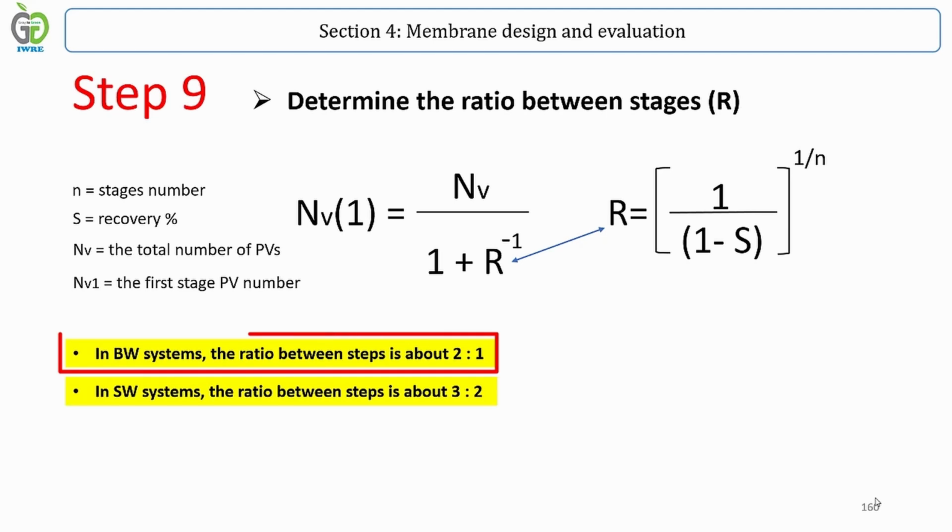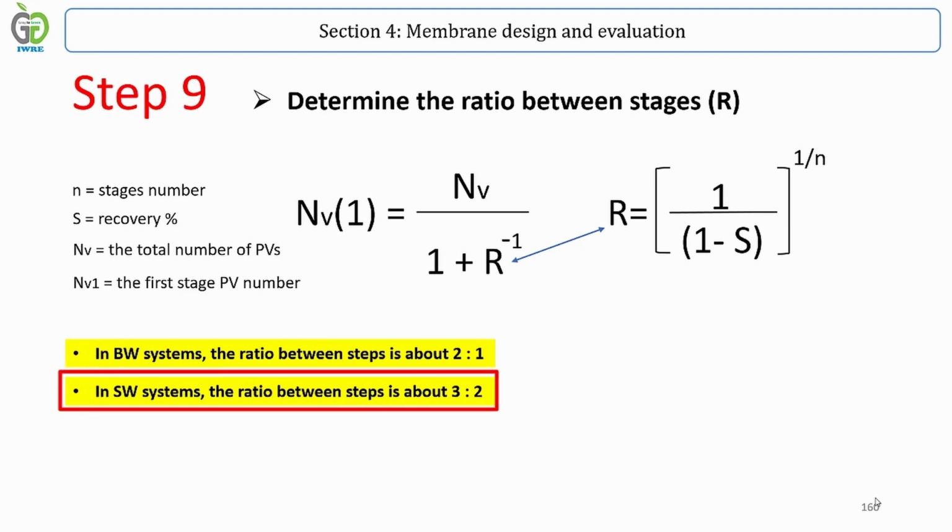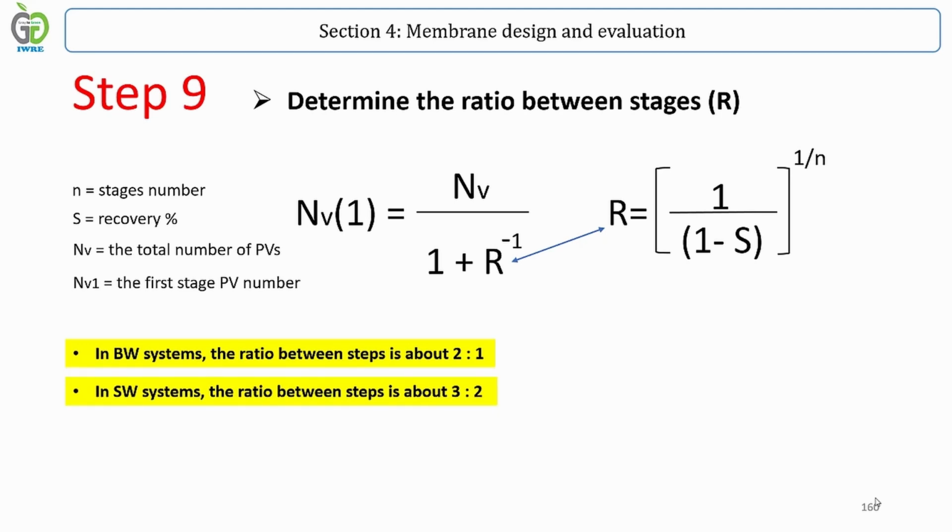In brackish water systems, the staging ratio between two subsequent stages is usually close to 2:1 for 6-element vessels and less than that for shorter vessels. In two-stage seawater systems with 6-element vessels, the typical staging ratio is 3:2. The ideal staging of a system is such that each stage operates at the same fraction of the system recovery, provided that all pressure vessels contain the same number of elements.